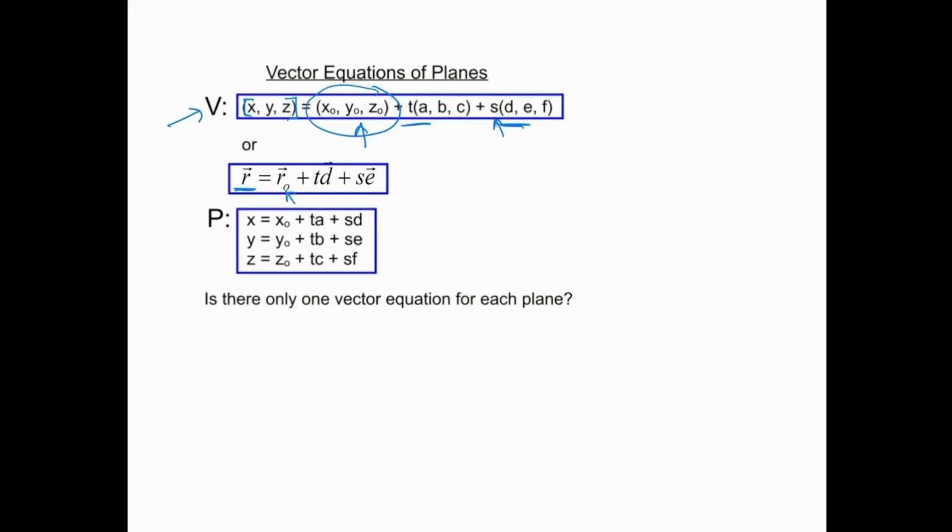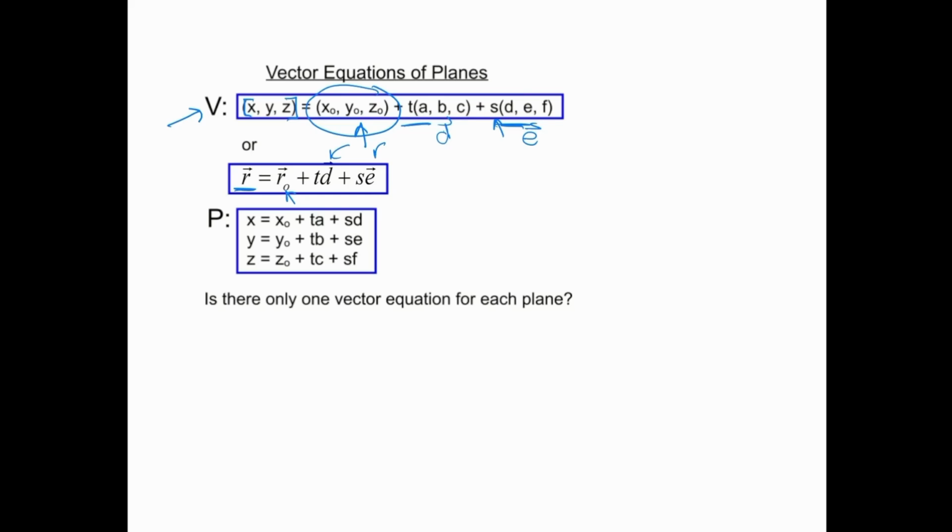Then we have this d and this e. This is d, one direction vector. This is e, the second direction vector. And they're non-parallel direction vectors that are parallel to the plane, but not to each other. And t and s are just the scalar multiples.